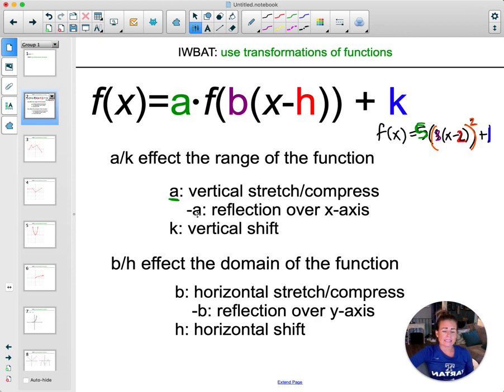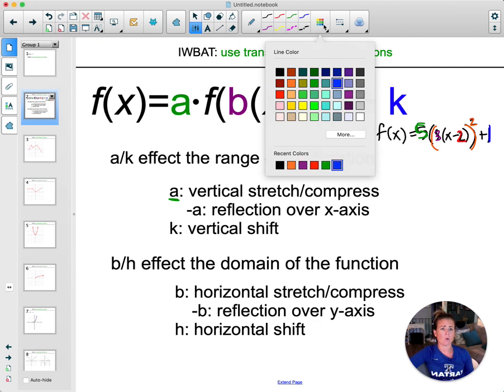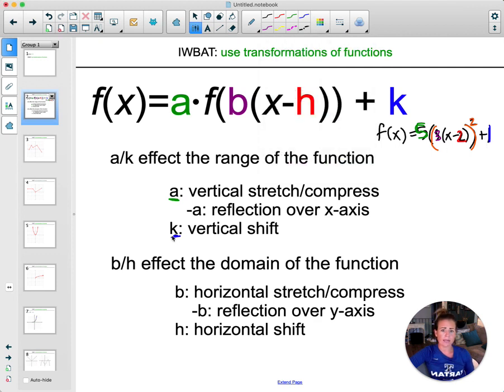If the a value is negative, then we're also going to have a reflection over the x-axis, because remember, it's moving the function up and down. And then if you have a k value, a number outside of your function that is added or subtracted, that's a vertical shift. So in our case, the 1 in this one. That's going to be a vertical shift, and you'll say vertical shift up 1, or whatever, vertical shift down 1 unit.